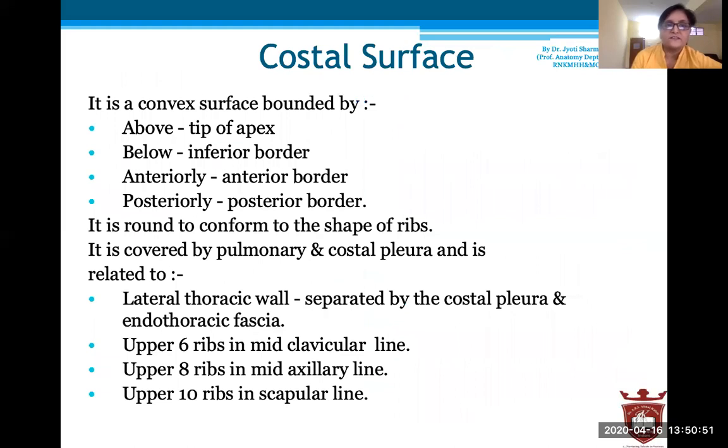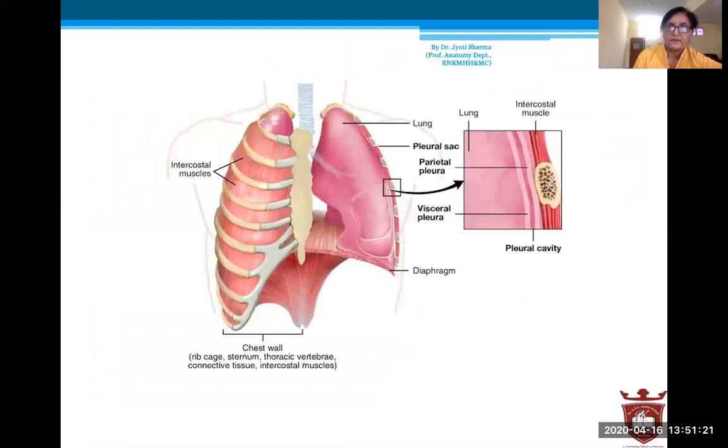Now we come to the costal surface. It is a convex surface bounded superiorly by the tip of apex, below by the inferior border, anteriorly by anterior border, posteriorly by posterior border. It is round to conform to the shape of ribs. It is covered by pulmonary and costal pleura and is related to lateral thoracic wall separated by costal pleura and endothoracic fascia: upper 6 ribs in the mid-clavicular line, upper 8 ribs in the mid-axillary line, and upper 10 ribs in the scapular line. This is all seen in this diagram also.